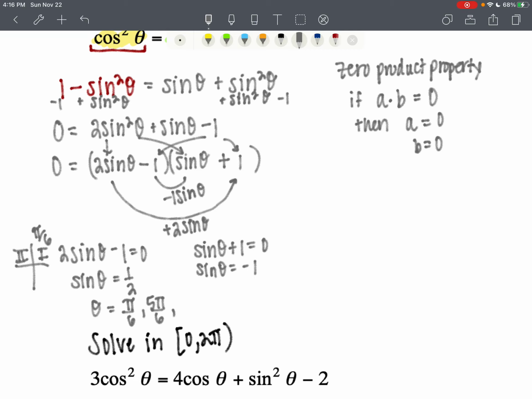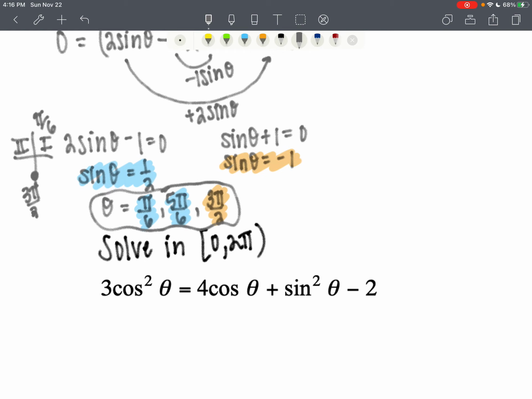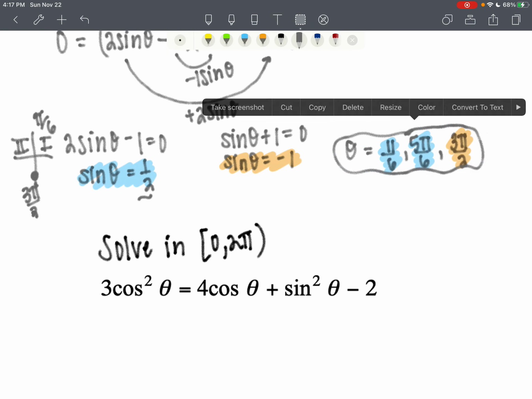The sine of theta is negative 1 at 3 pi over 2. So sine of theta equals 1/2 gave us pi over 6 and 5 pi over 6, and sine of theta equals negative 1 gave us 3 pi over 2. Now this was asking for solutions in the interval 0 to 2 pi, and all 3 of those angles are in that interval. Let's move that answer over here.